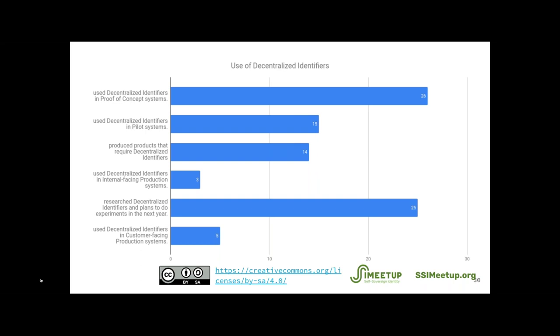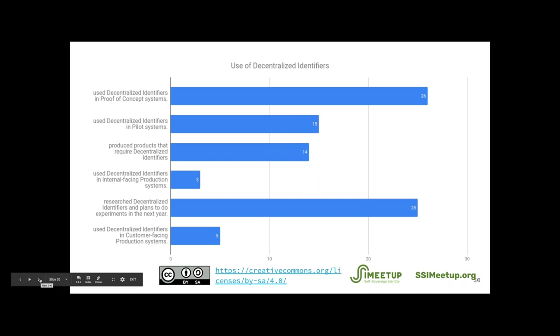market. And this set of bar graphs shows that many organizations have researched decentralized identifiers, and they're planning to do experiments in the next year, or they've actually used these in proof of concept systems, and they're going toward pilot systems, or they're producing products. We have 14 companies that have said, we're producing products that use decentralized identifiers. So they're not questioning it, they're already doing it.